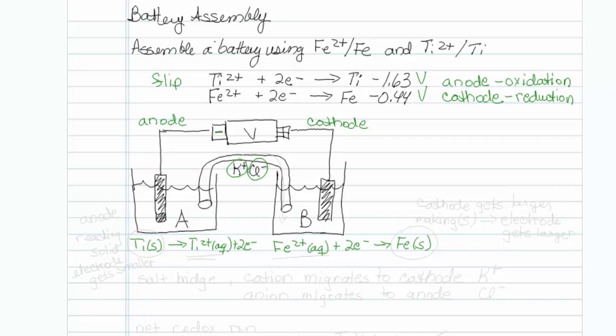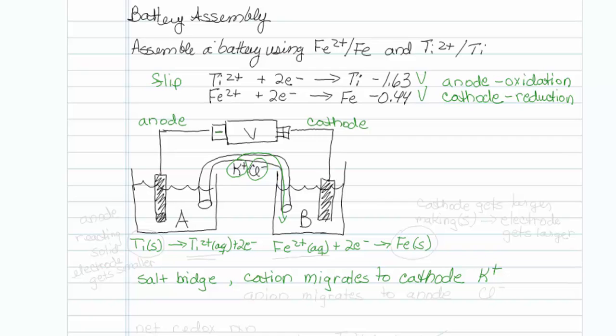And as a general rule of thumb, for the salt bridge, the cation migrates to the cathode. It just always works out that way, at least for a galvanic cell. We are making a spontaneous battery. So, my potassium is going to go toward the cathode.